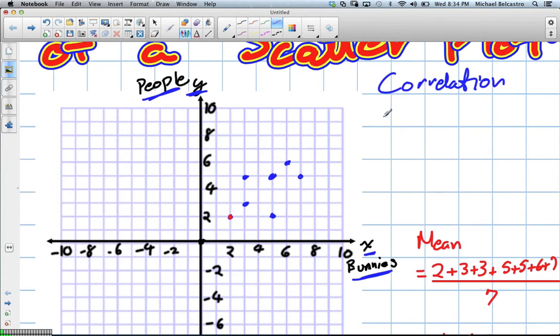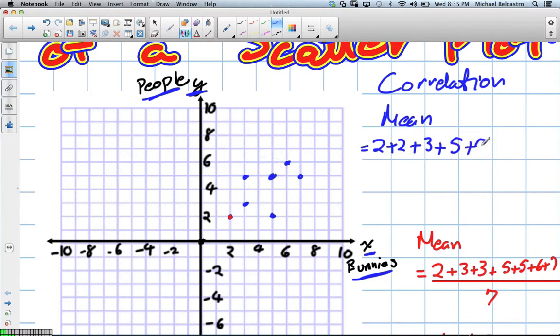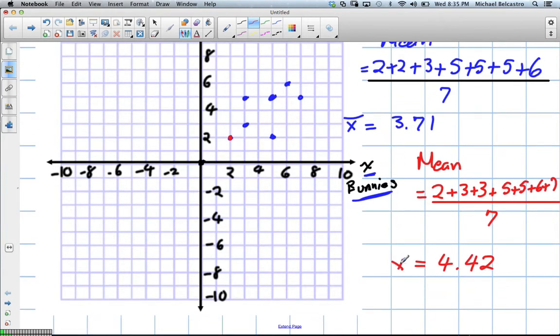We'll do the same thing for people, right? Mean, we've got to add up all their values. Well, their values are measured on the y-axis. So we have 2 2s, a 3, and we have 3 5s, and a 6. So there's going to be 7 values again. So it's going to equal 2 plus 2 plus 3 plus 3 5s, and a 6. Do you see how I got that information? Okay. And then we get 26 divided by 7. 3.71. So the average of people is a little less than bunnies. So we've got that. Those are going to be our x bar, okay, for both.